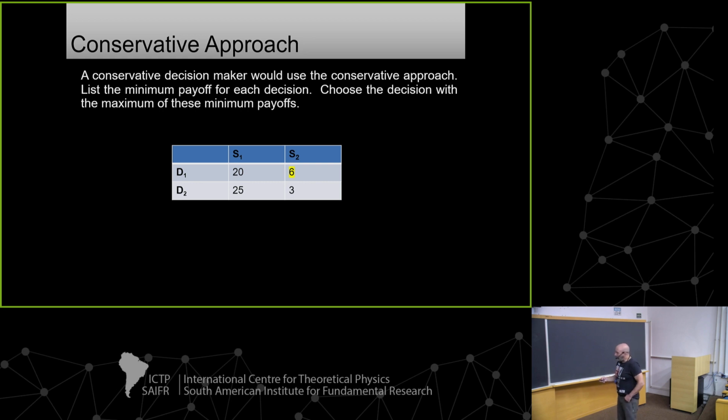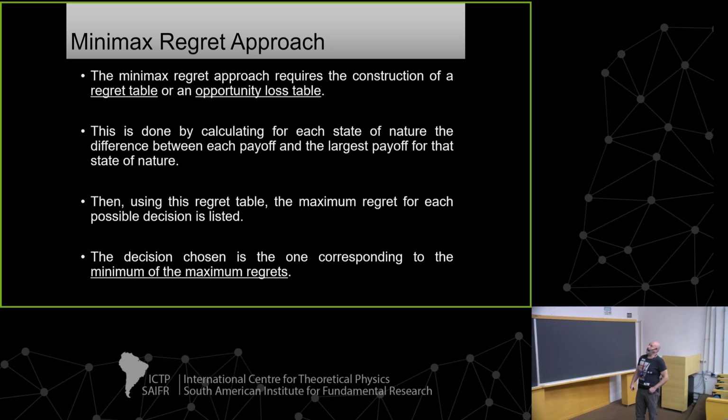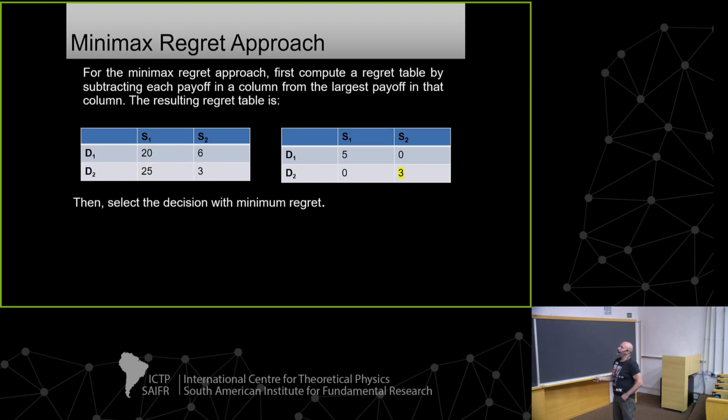Okay. So coming back, there is another strategy that is the minimum regret approach that requires the construction of a regret table. I will show you how to construct this table. The regret table is done by calculating for each state of nature the difference between each payoff and the largest payoff of any state of the nature. So let's go to the example.